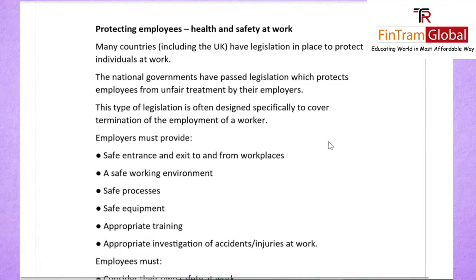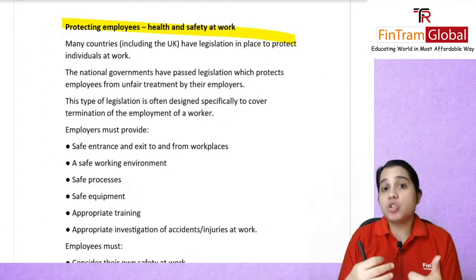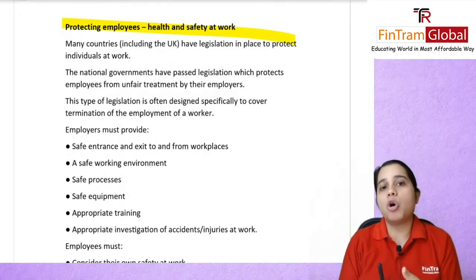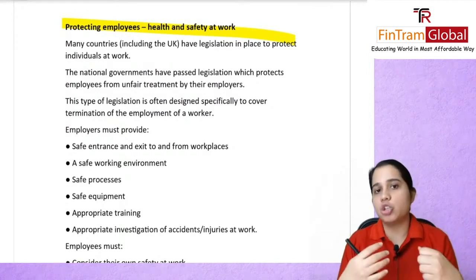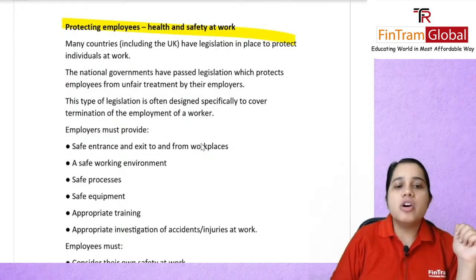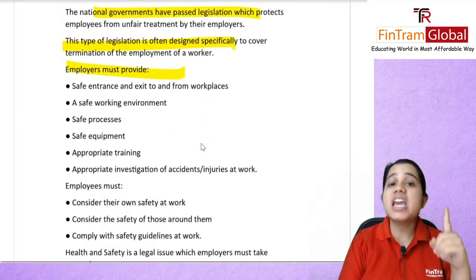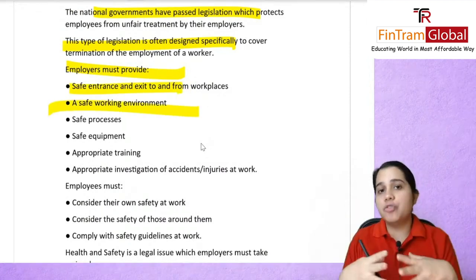Next is the protection of employees, which is basically health and safety at work. We talked about what organizations need to do to ensure that the employees working in the organization are in good, healthy and safe working conditions. National governments have passed legislation, and employers must provide safe entrance and exit to their employees. They need to provide a safe working environment.